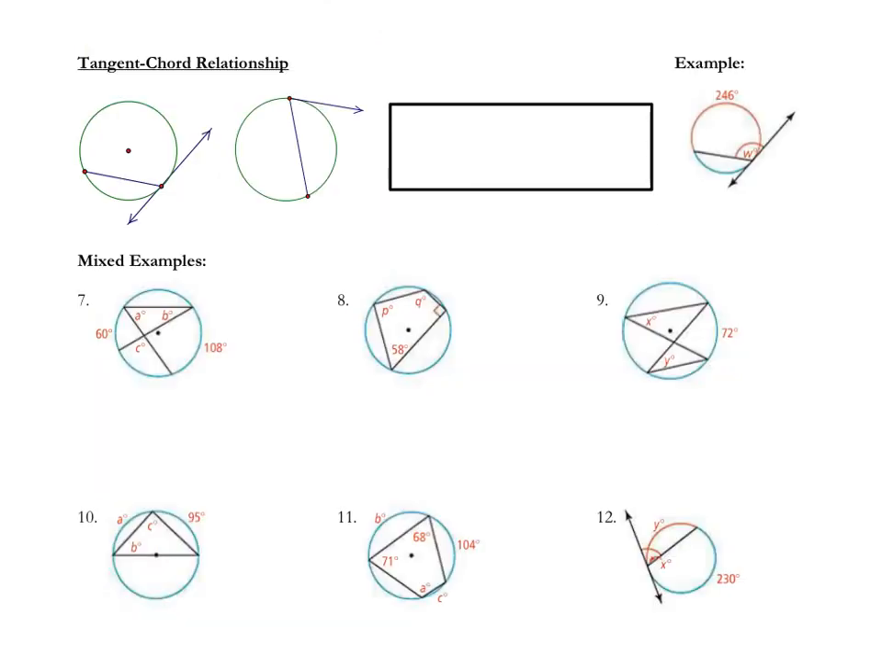The last new concept we have to look at is what's called the tangent chord relationship. So these look a little different because you have a chord and you have this outside thing, but the vertex is still on the circle. So since the vertex is still on the circle, even though it doesn't look like an inscribed angle, it still has the same relationship. The angle is equal to half of the arc.